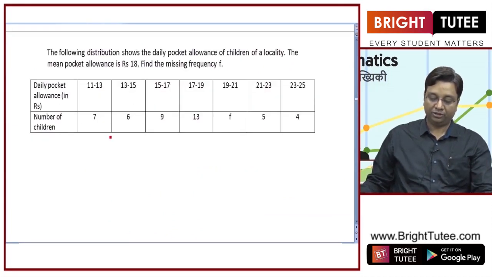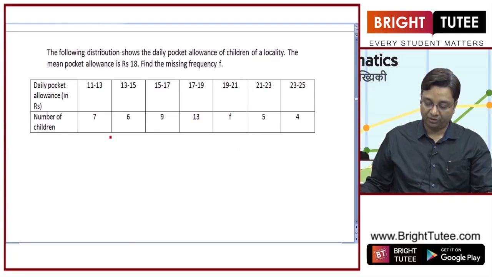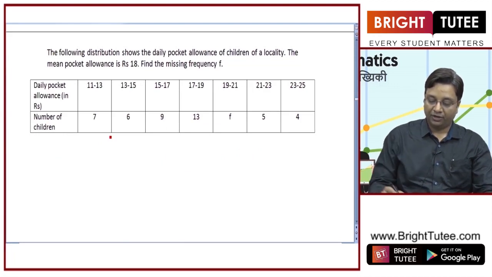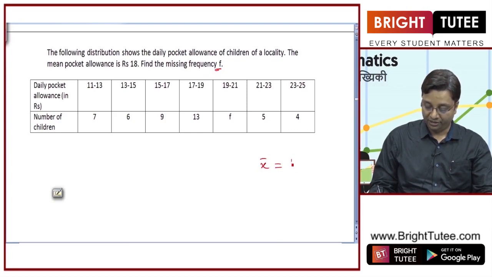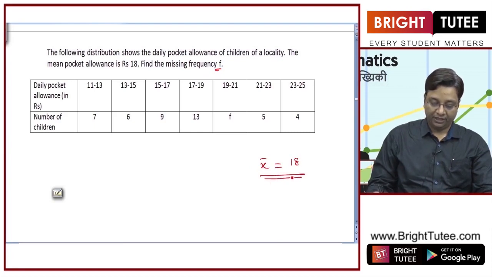The following distribution shows the daily pocket allowance of children of a locality. The mean pocket allowance is rupees 18. Find the missing frequency. Now this time we are already given the mean, which is 18, right?